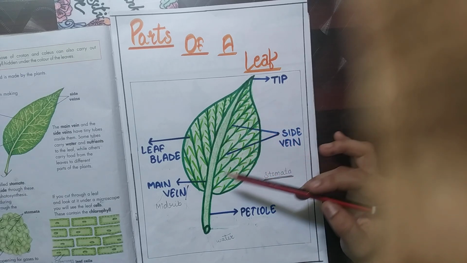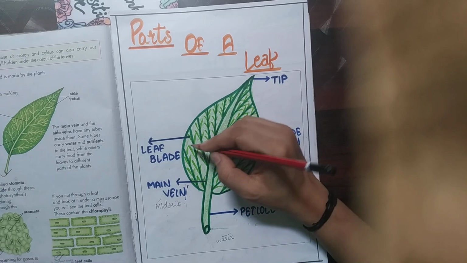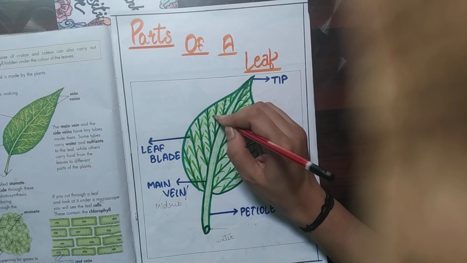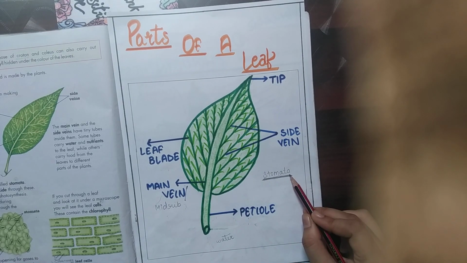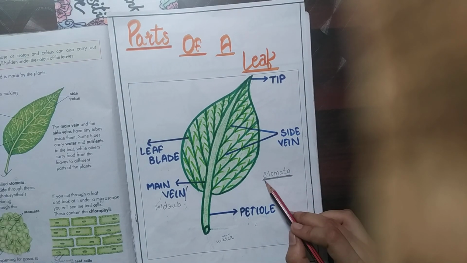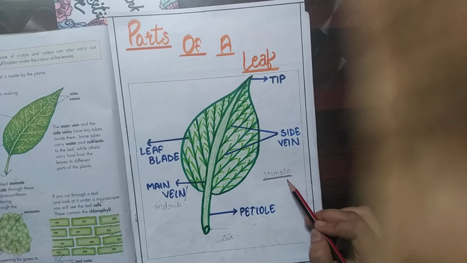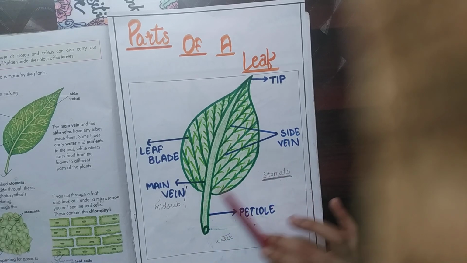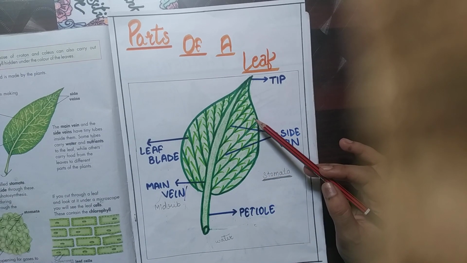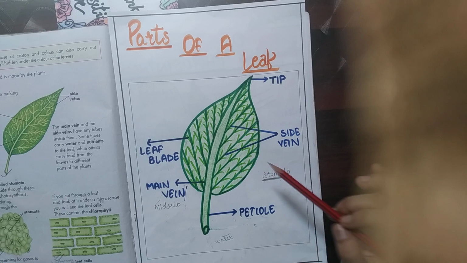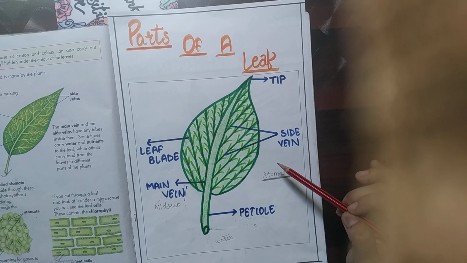A number of tiny openings are present on the surface. There are tiny openings in the leaf that are called stomata. And what is the spelling of stomata? S-T-O-M-A-T-A. Stomata help the leaf to exchange gases. The leaf takes carbon dioxide from the air and releases oxygen in the air.